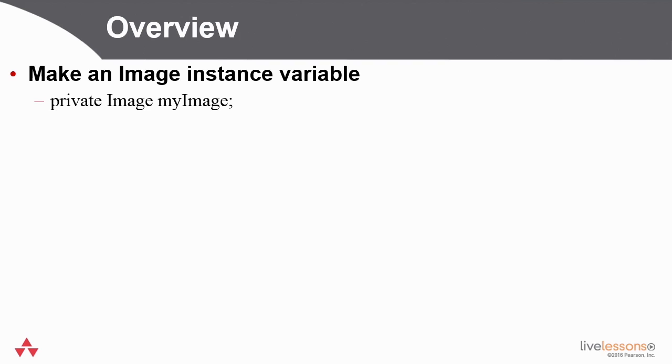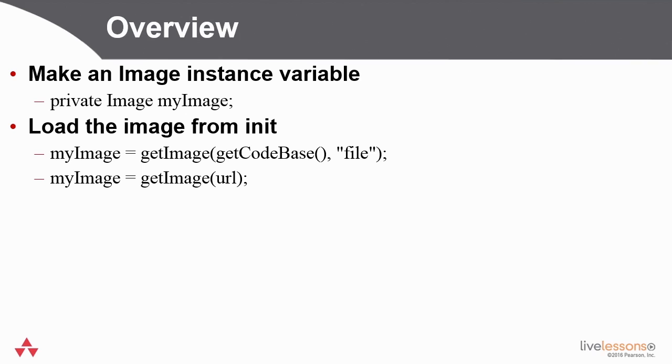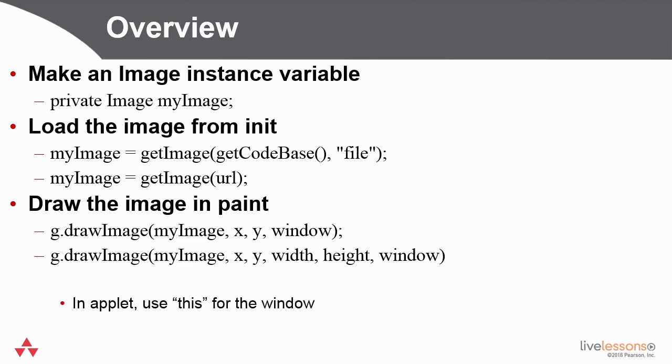So I make an instance variable to store the image, and then I load it in init. The most common way is to load it from a relative URL. Go to the address of the applet itself, and then go to this relative address to get the image. But it's also possible in principle to load from an absolute URL, and we'll talk about that in a few slides. Either way, you load the image in init, you store it in the instance variable, and then in the paint method, you say draw the image with this top left corner on this window.